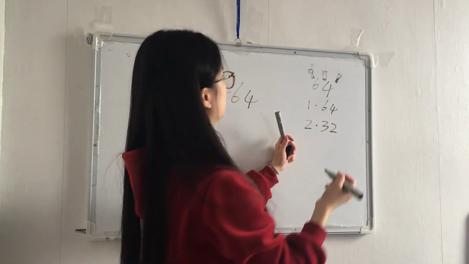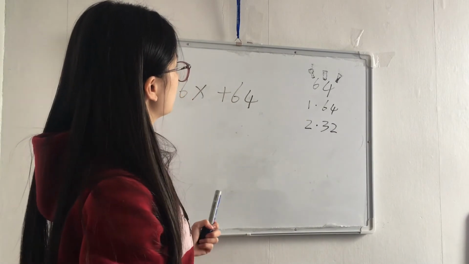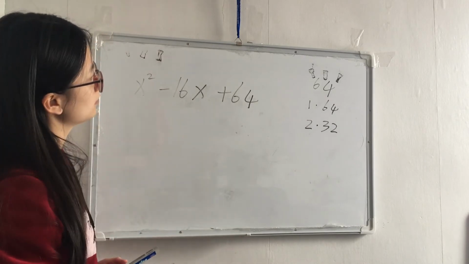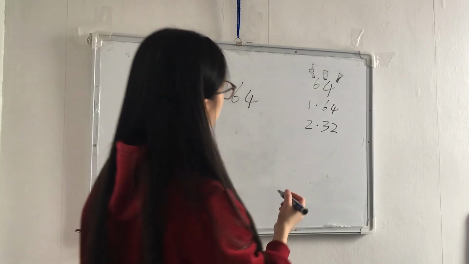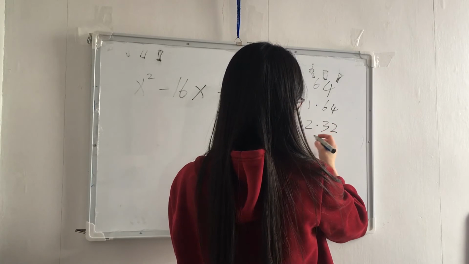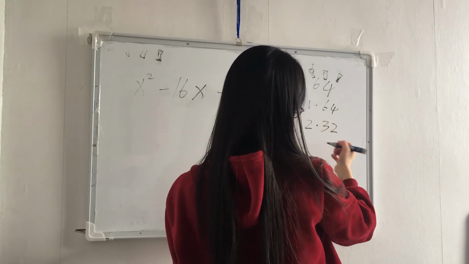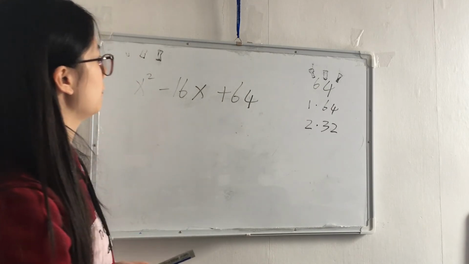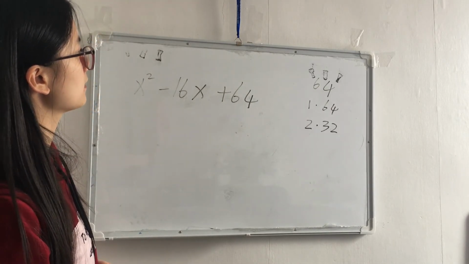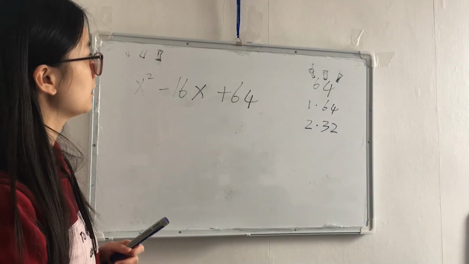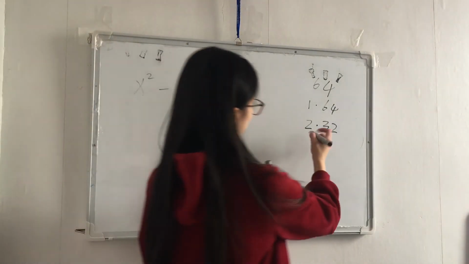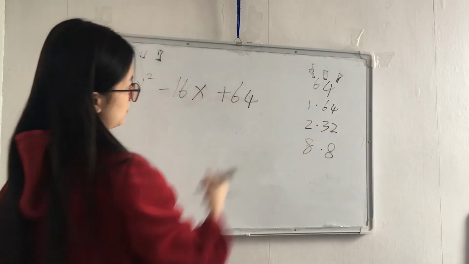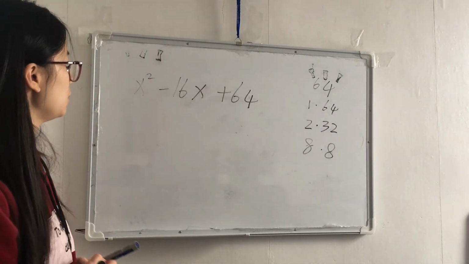4, okay? 4 is no. 6, that's no. Then 3 is no. Then it's 4, 5, 6, 7, 8. Yes, 8. Or 8 times 8 gives us 64. Then we check.